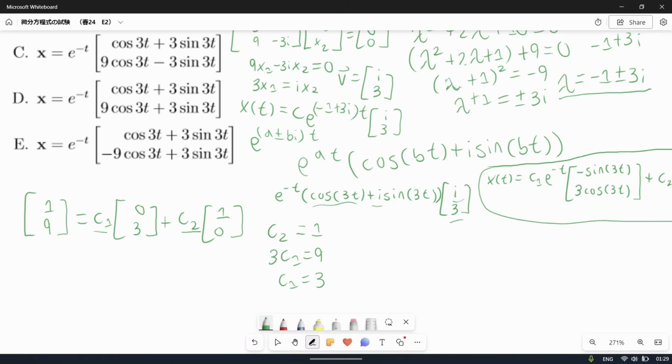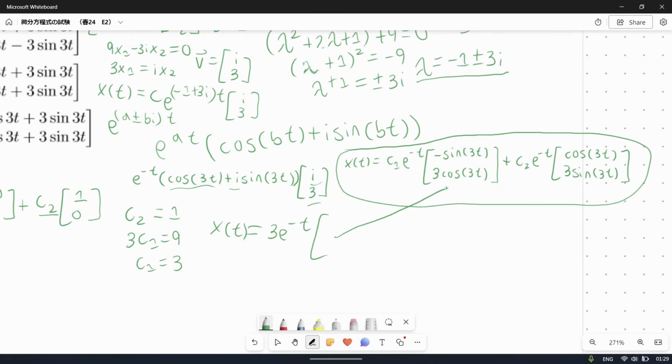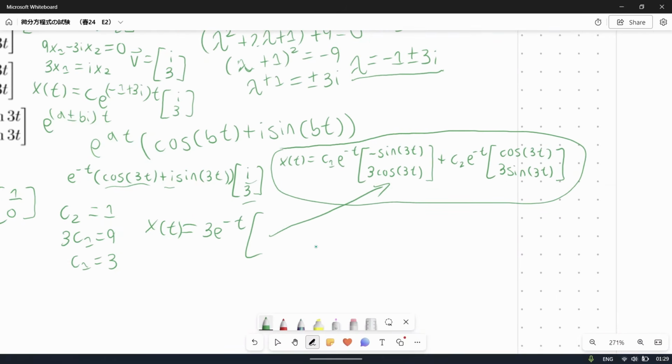And so now we've solved the initial value problem, so the particular solution for this problem is going to end up being x of t is equal to 3e to the negative t times this thing, plus 1 times e to the negative t of that thing.